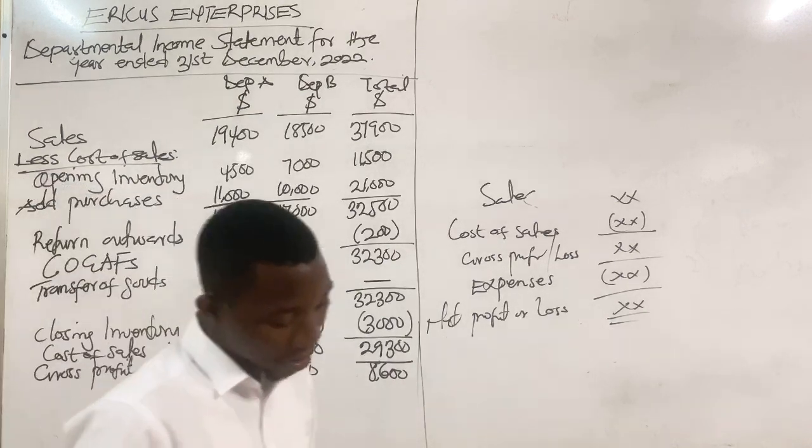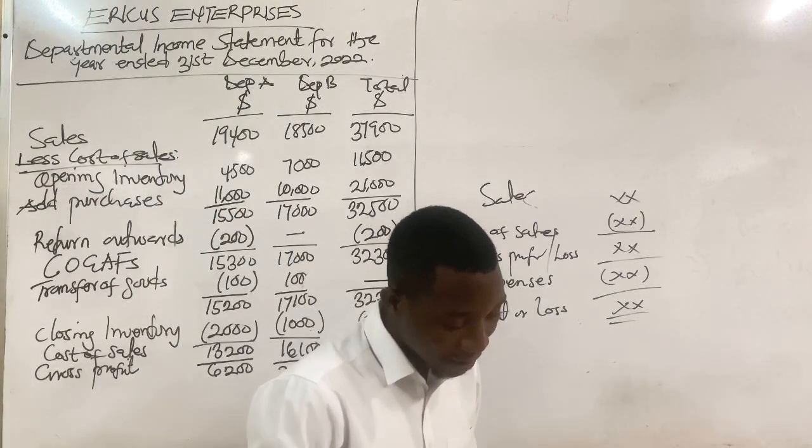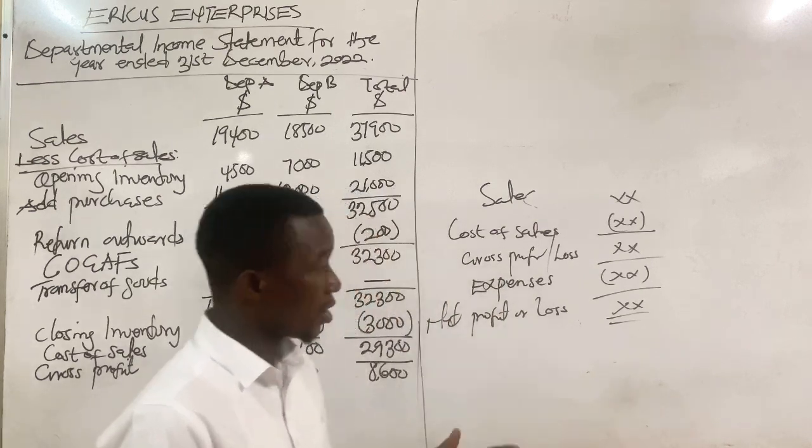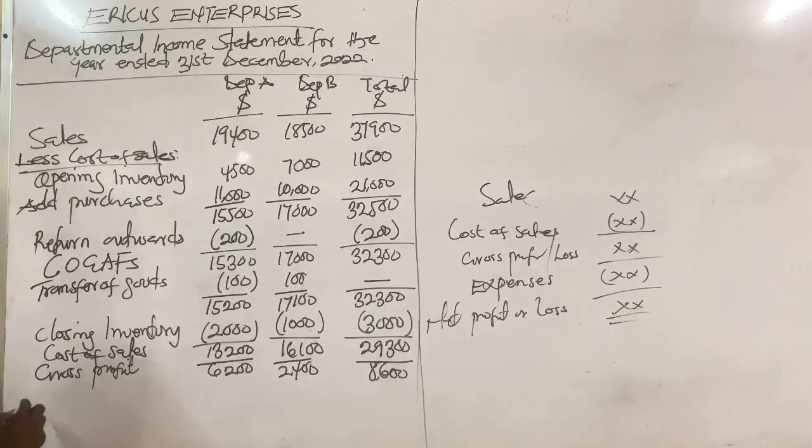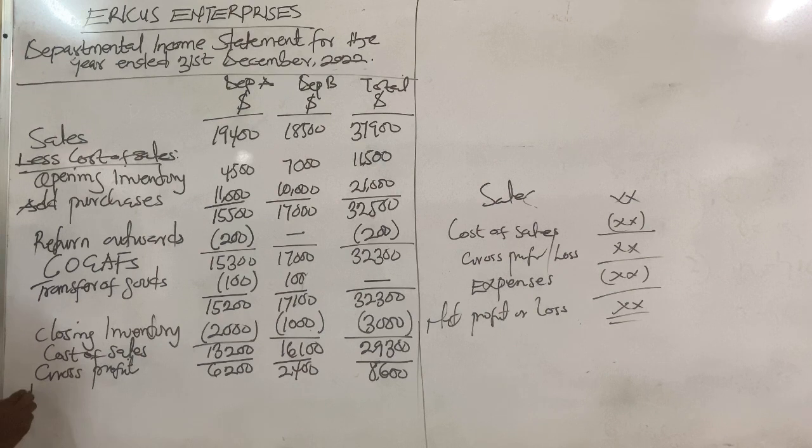Okay, so from the question we can realize that there is a discount received. Okay, there is a discount received. Discount received is an income. So discount received.